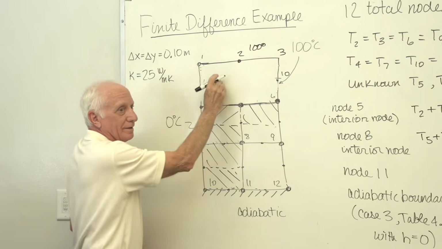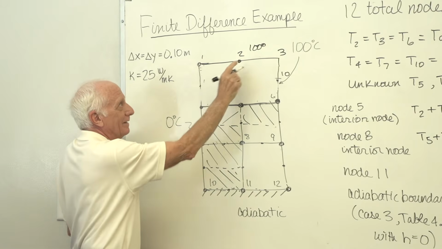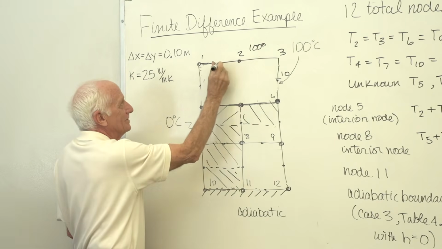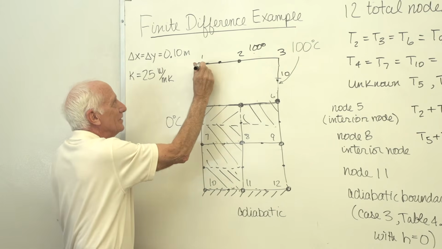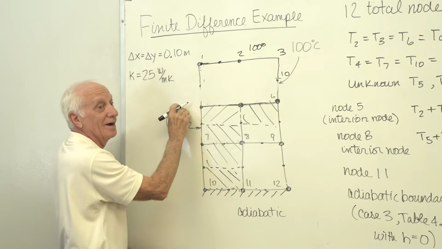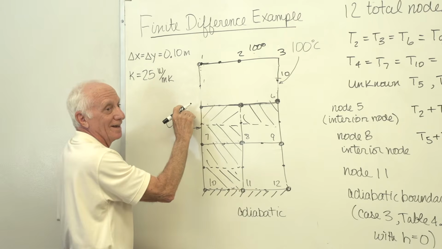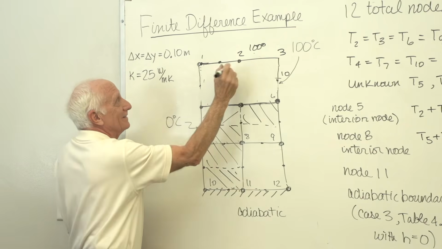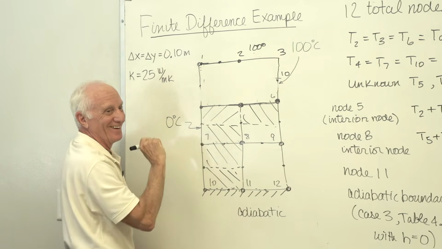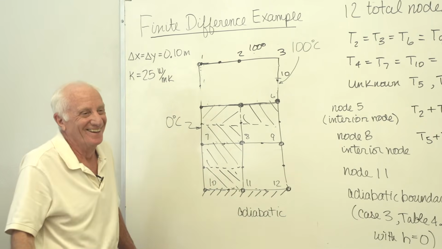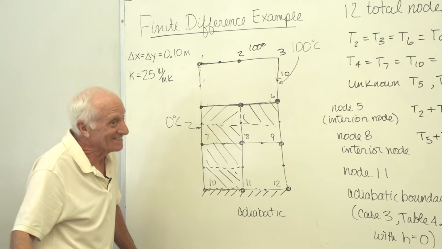What's the temperature here? 100. What's the temperature there? What's the temperature right there? 100, even though the zero's coming in from that side. The problem said the top surface is at 100 except the corner. That's what the problem says. It's got to say that.